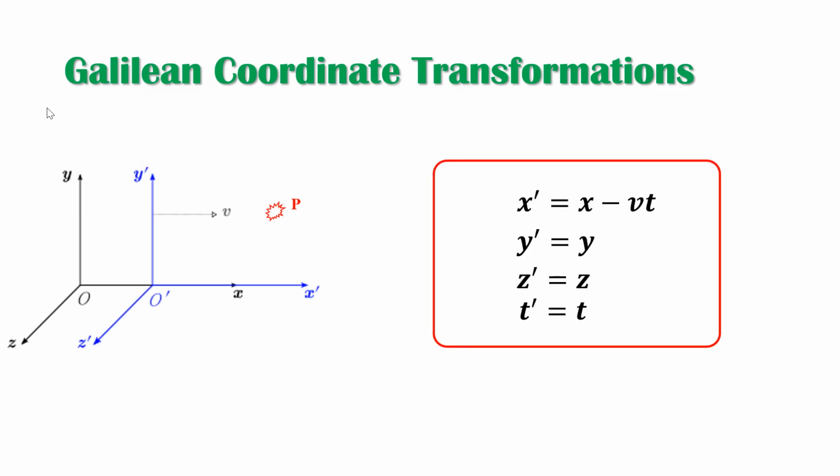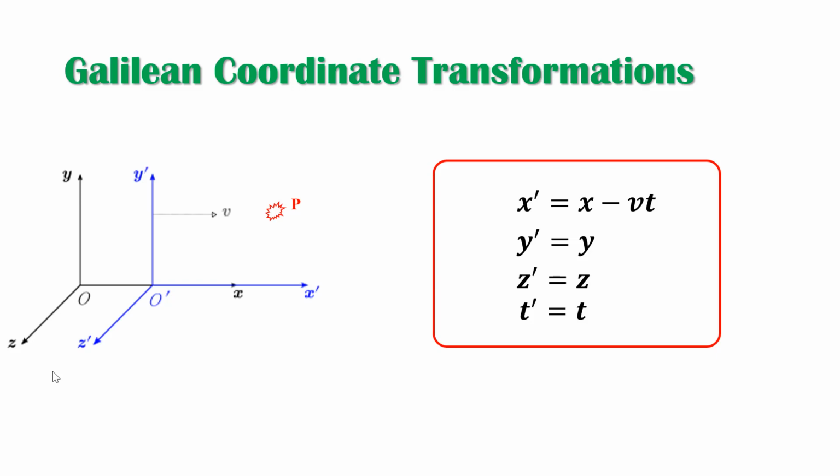So the prime coordinates are related to the unprimed coordinates by these equations. We have x prime equals x minus vt, y prime is just equal to y, z prime is equal to z, and t prime is equal to t. These four equations are called the Galilean coordinate transformations.